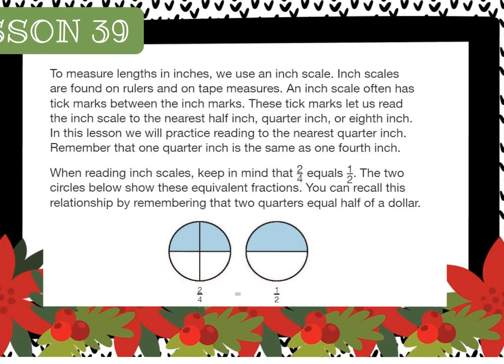These tick marks let us read the inch scale to the nearest half inch, quarter inch, or eighth of an inch. You can even find tape measures to the 16th of an inch, sometimes even 32nd of an inch. Depends. Some carpenters like that exact precise measurement, so they might get a tape measure that measures it even smaller than that. So it says, in this lesson, we're going to practice reading to the nearest quarter of an inch, which means fourth. Remember, 1/4 inch is the same as 1/4 of an inch. Think about money. Think about how many quarters make up a dollar. 4. So when I use the word quarter, I'm talking about fourths.